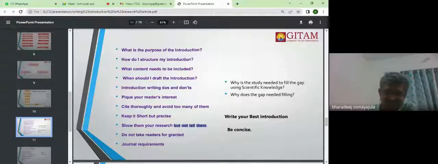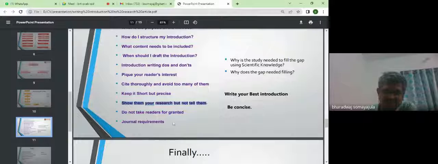So this is a key word. I try to follow this. These are my 10 commandments. You can call this the 10 commandments, but I keep all these points in my mind while writing research. Never take readers for granted. You cannot think that they will accept whatever you write. And you should also keep your journal requirements in mind, because different journals have different requirements.